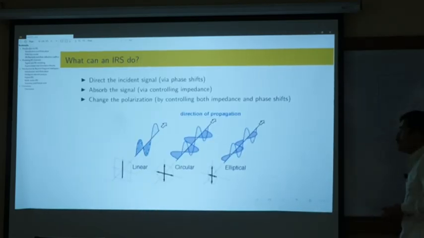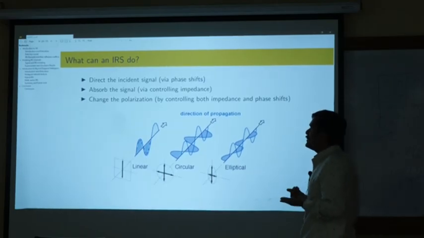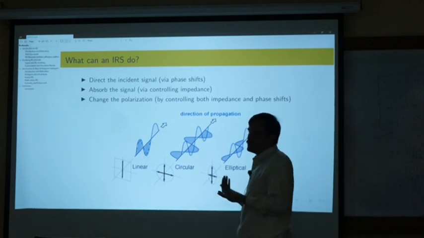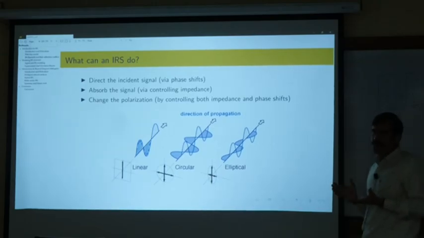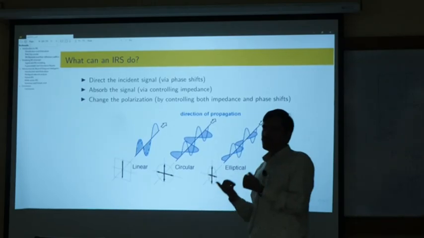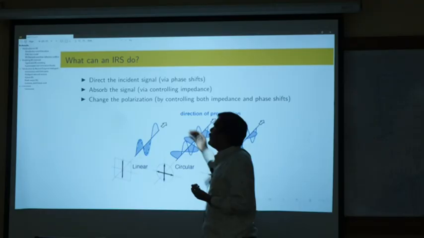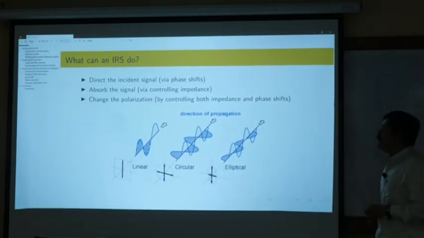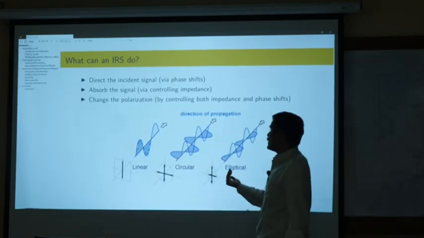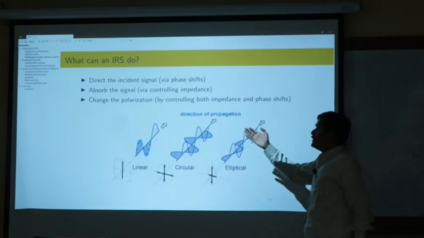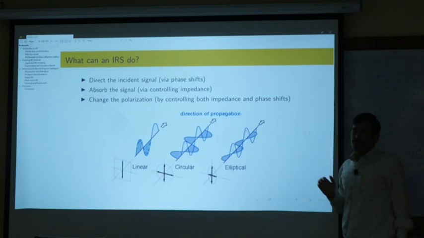So what the IRS can do: it can direct the incident signal that is arriving using the phase shift. It can also absorb the signal. If we can control the impedance and increase it too much, it acts like a resistor. It will obstruct the signal and absorb it. It can also change the polarization by controlling both impedance and phase shift. For example, these are the different kinds of polarization: linear, circular, elliptical. By changing the polarization, we can sometimes also avoid interference.